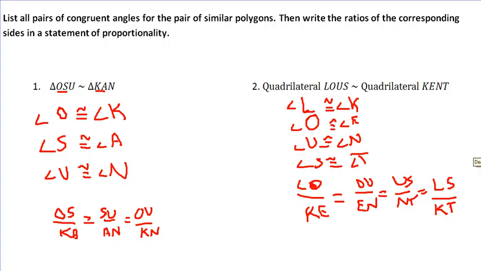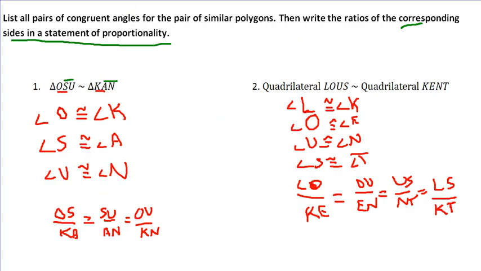You want to do two things: listing the pair of congruent angles. That means you just want to go step by step. When you go through, OS and KN are corresponding sides, so you want to set them up into a proportion, into a ratio, OS over KA. You would also do the next set, SU and AN. They must be in that same ratio. OU and KN finish it up.